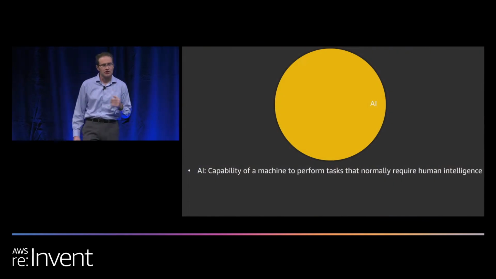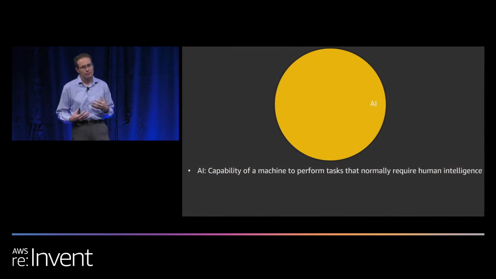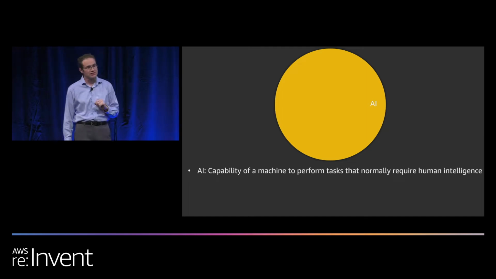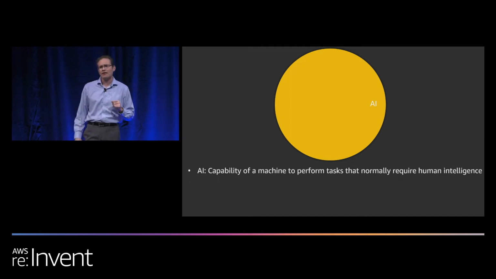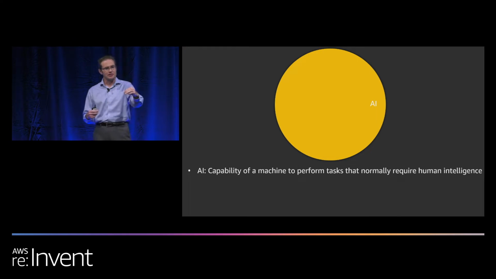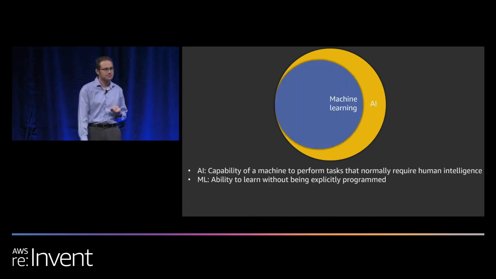Artificial intelligence. So artificial intelligence is the capability of a machine to perform tasks that normally require human intelligence. And you see it's that outer bubble. And if you think of like the early chess games they had, like in the 90s, where you would program an algorithm to play chess, right? You're explicitly telling it, okay, here's how the pieces move, and it would play against you.